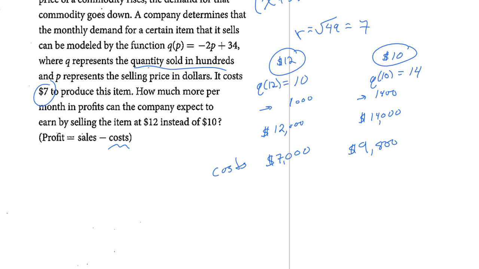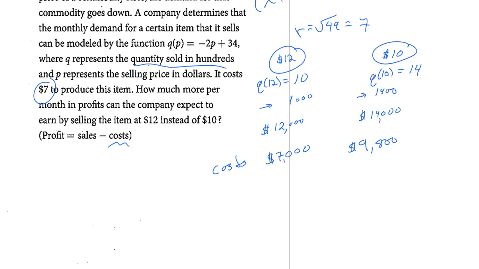So in this case here, we can actually see that it's costing us more money because of how much we're making. So if we figure this out now to figure out our profit, I would subtract these two. So the sales minus the cost. So when I subtract these two, I'll end up with 5,000. Over here, when I subtract these two, I'm going to end up with 4,200.